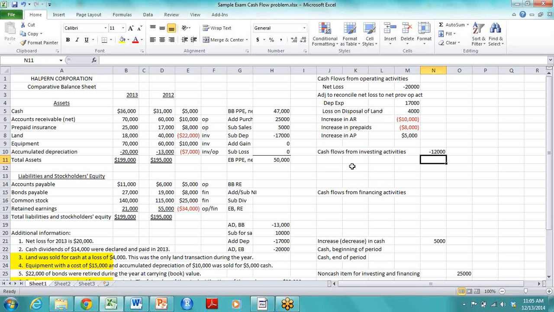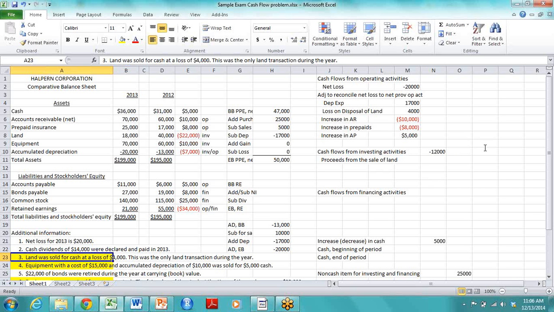Then we're going to go to investing. And investing is going to be things like investments that we may make in debt or stock investments. It could be if we purchase land or if we purchase additional equipment. If we sell land, sell equipment, we're going to include that in investing activities. So we know that we sold land and that we sold equipment. So what's going to go here is we're going to put our proceeds from the sale of land, and that's going to be the cash that we actually got on the sale of land.